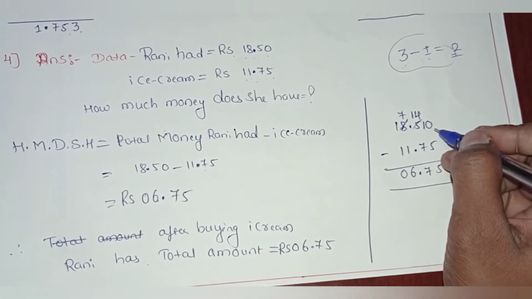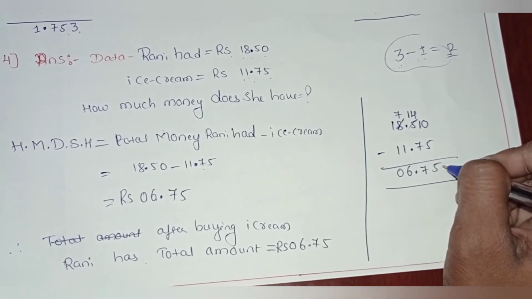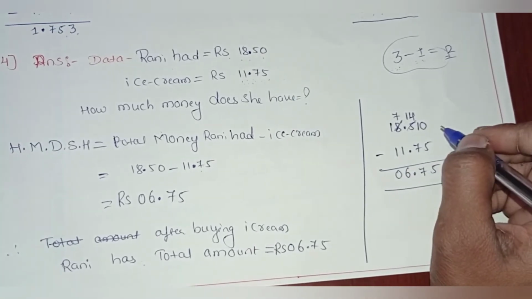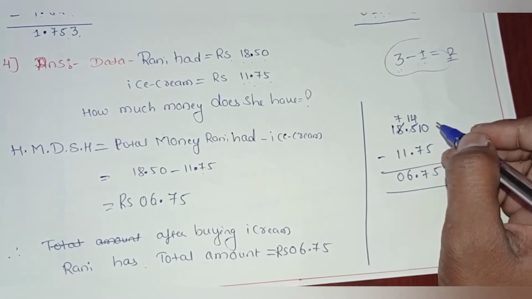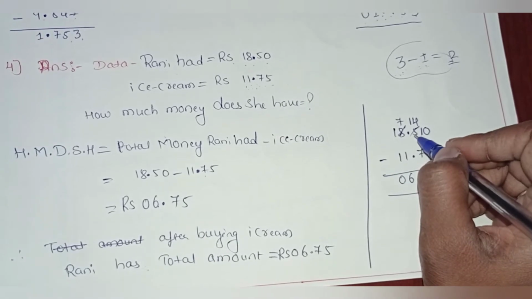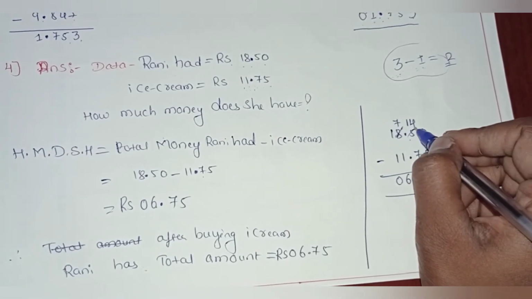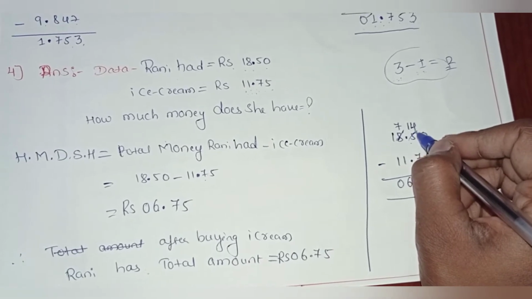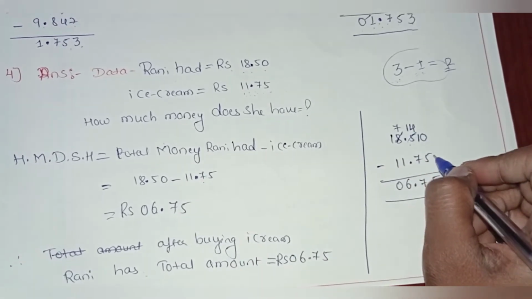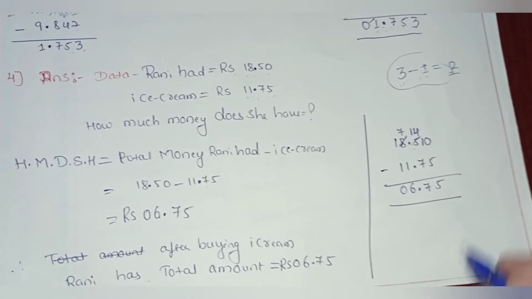Okay, so here 0 minus 5, we can't subtract 5 from 0. That's why I borrow 1 from this 5 to this number. Now this number will become 10. What about this number? 4, right? So 10 minus 5 will be 5.